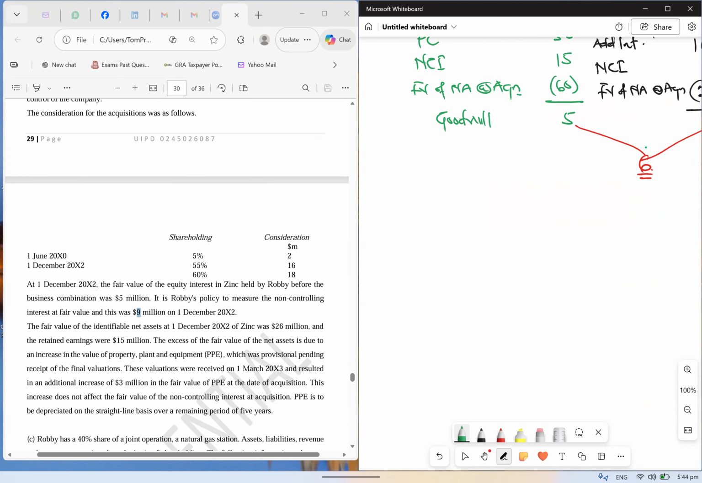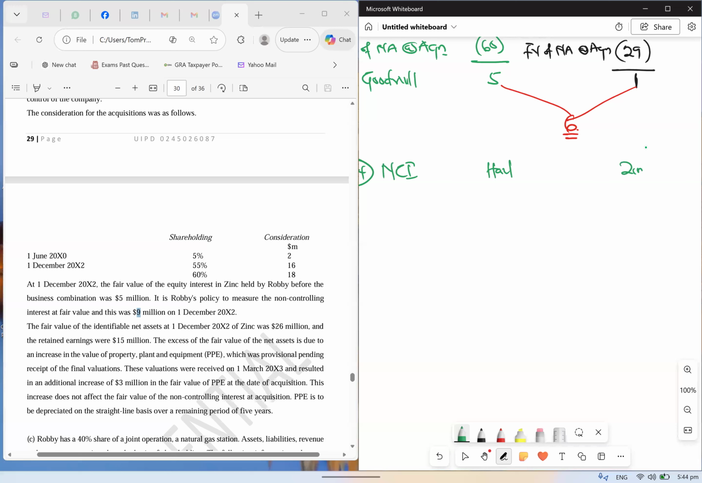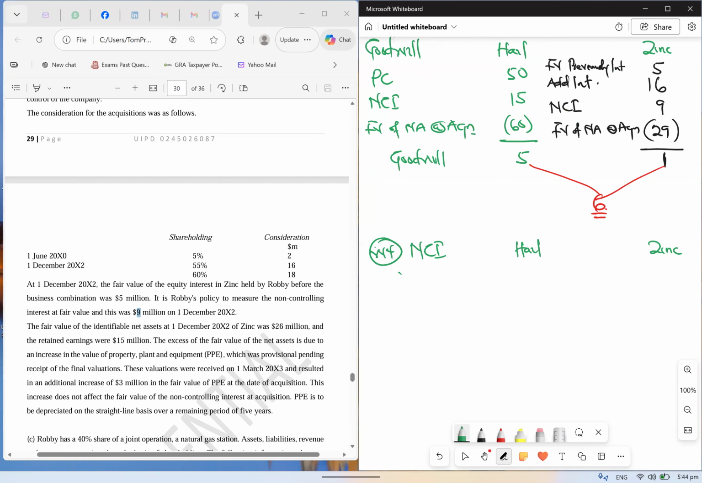Then you go to your next working, which is your workings for NCI. So first do the requirement of IFRS 3. So when you finish, you look at the others. So NCI, we have NCI for Hale and Zinc. All right. So what is the NCI at acquisition for Hale? You have it here. Fair value of NCI at acquisition. That is 15. This guy's own is 9.